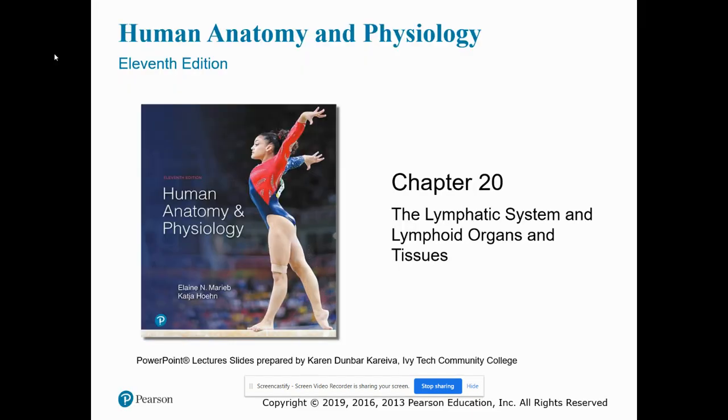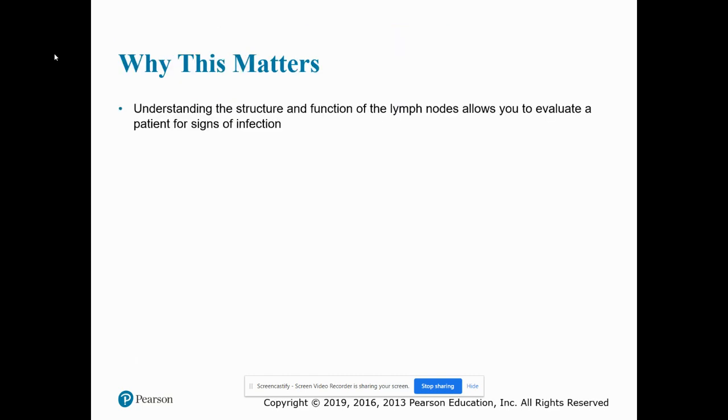Okay, so now we're on Unit 2, and with Unit 2 we start off with Chapter 20, the lymphatic system and lymphoid organs and tissues. So why does this chapter matter? Why is this important? Why should we understand this? We should understand the structure and function of lymph nodes because it's going to help you later on to evaluate a patient for signs of infection.